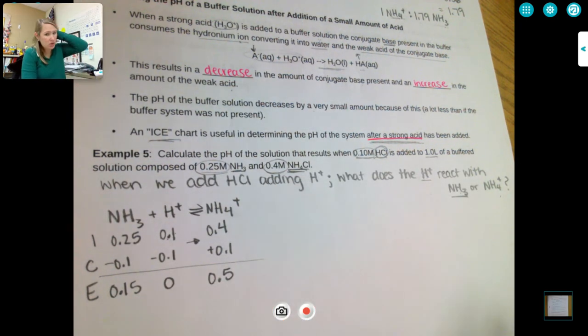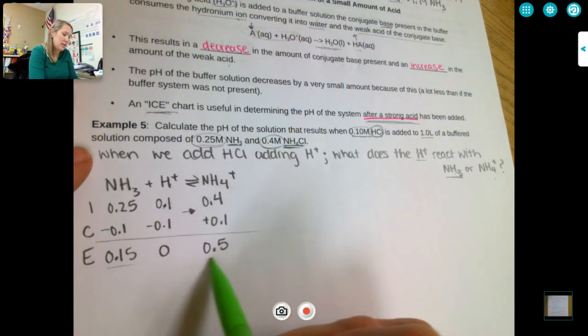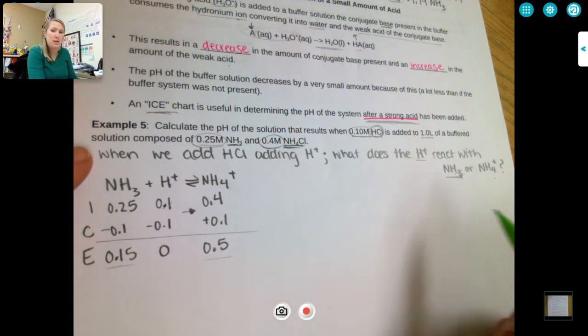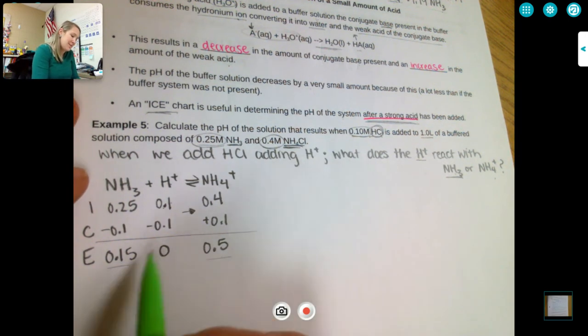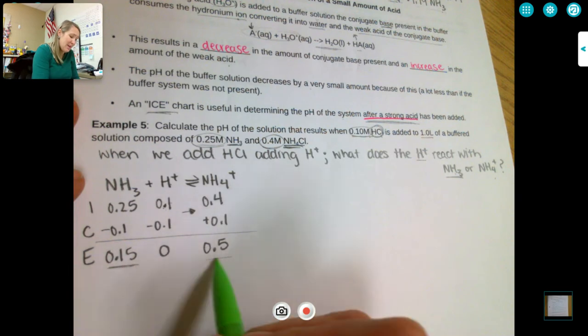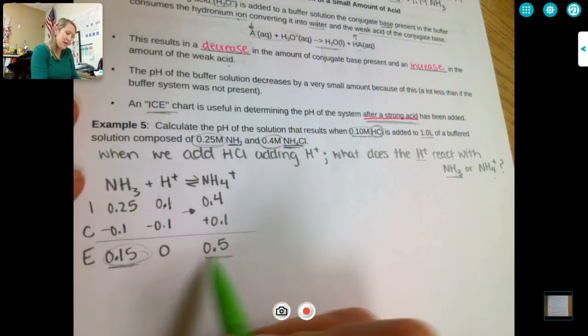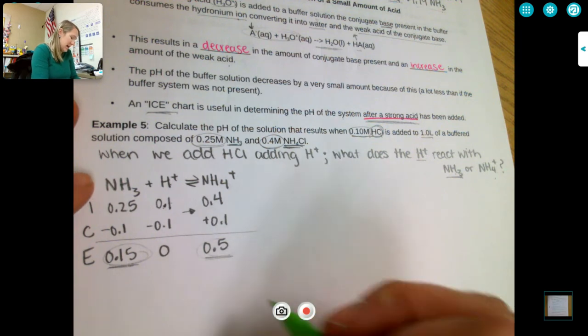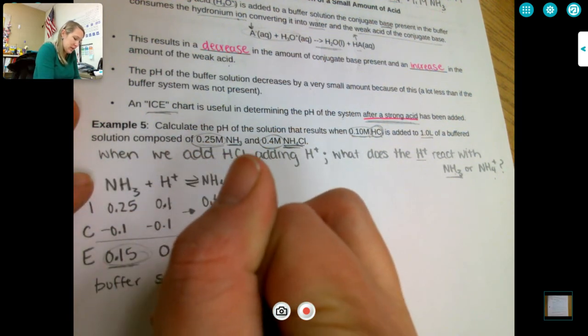And here again, we could look at the Ka values and figure out how these things react with water, and then figure out whether we are making hydrogen ions or hydroxide ions. Or we could just look at this and say, hey, I've got a buffer solution. I've got my base with my conjugate acid. So we say buffer solution.